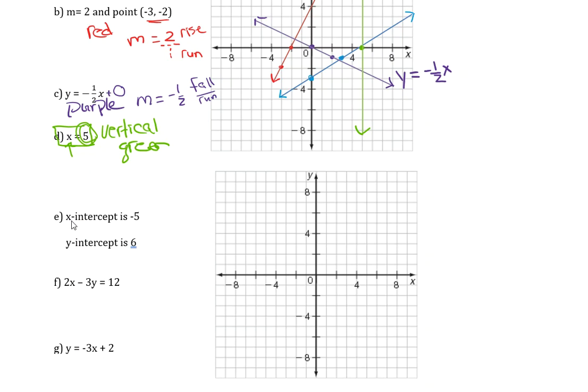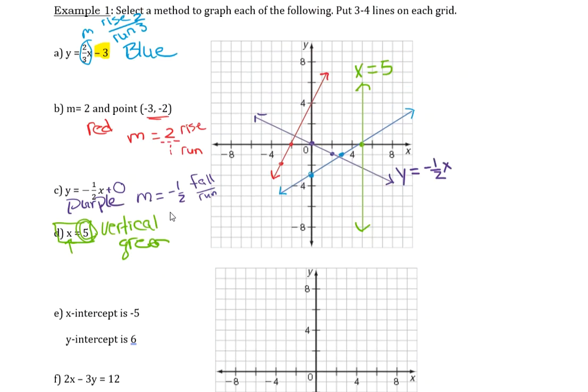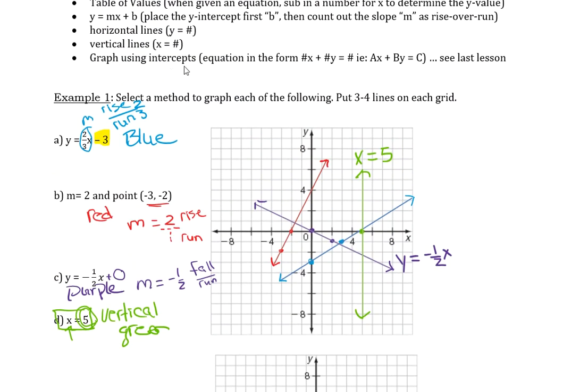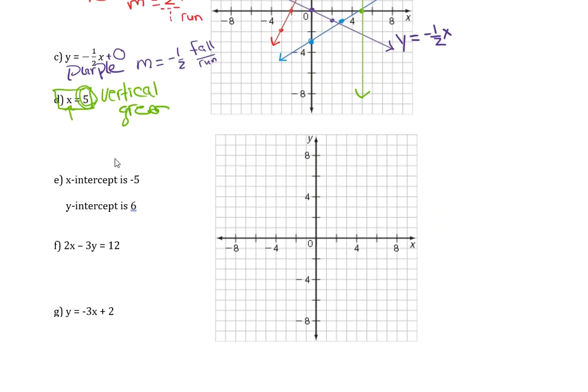E. We have the x-intercept is -5 and the y-intercept is 6. And you can probably just go ahead and graph that, but I'll just point out up here, graph using intercepts. So there's two ways to do that. If you were given the equation, we would have to figure out the intercepts, and you had a lesson on graphing with intercepts. But these, I don't even have to figure out the intercepts, they're already done. So I'm gonna go ahead and put them on.